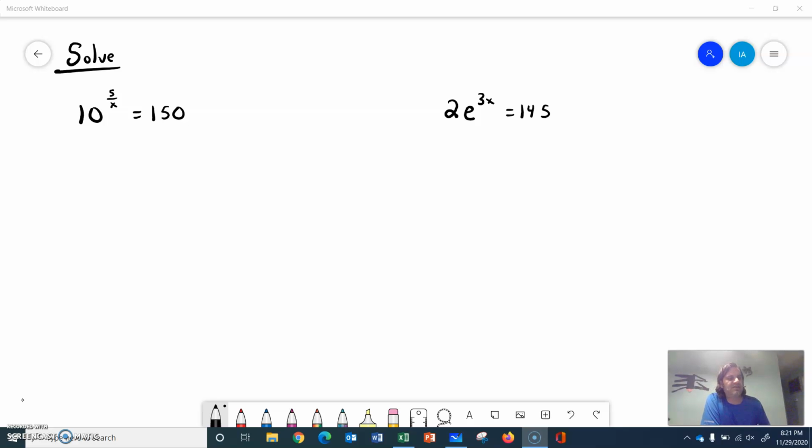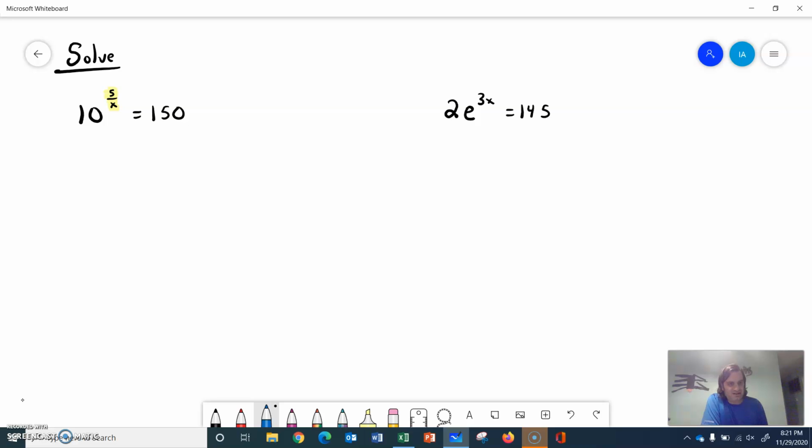So start off here, the first one we have is 10 raised to the power of 5 over x, and that's going to be equal to 150. The main thing to notice here is that the thing we want to get to, the x, is in an exponent position. So rewriting that as a logarithm will help.